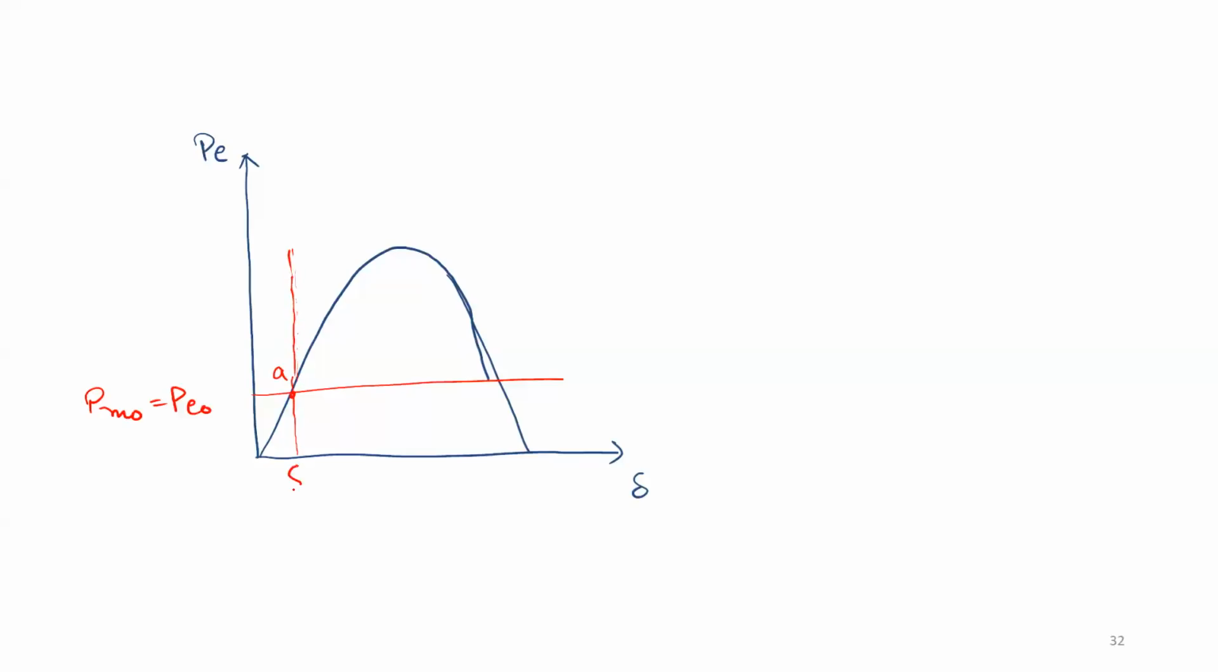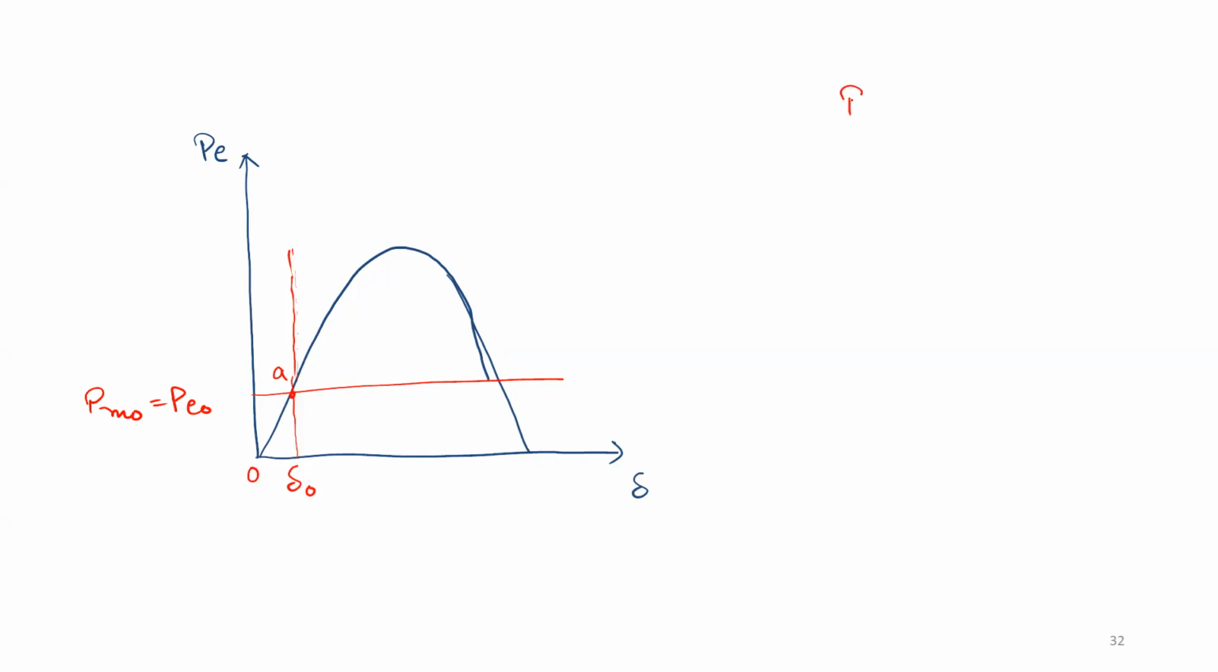And let's say this is my delta naught. Any question until this point? This is my 0. Any question until this point? Okay. So the figure that I drew, tell me, is this before fault, after fault, or during fault? Before fault, sir.